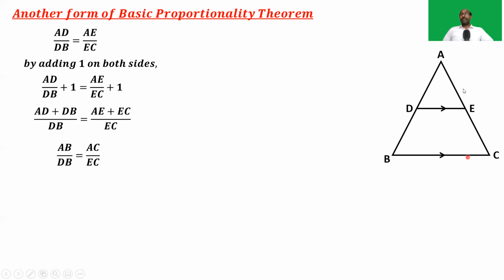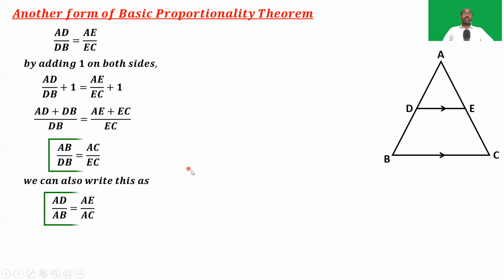So in this figure, observe that AB by DB is equal to AC by EC. Similarly, we can write also that AD by AB is equal to AE by AC. These two are also other forms of the basic proportionality theorem. We use these forms whenever required in problems.